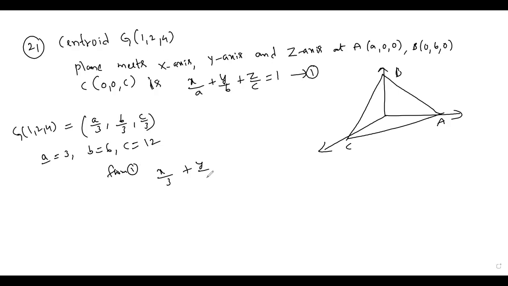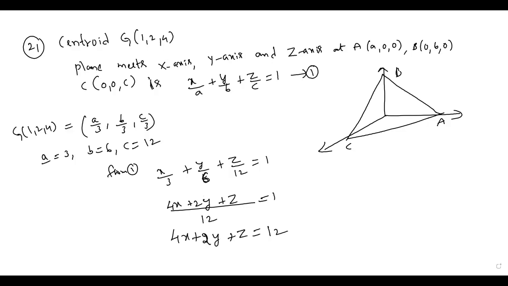Now substitute all this in equation number 1: x by 3, y by 6, z by 12 equal to 1. 12 is the LCM. Here, how many times? 4 times will multiply. And here 6 means 2 times, 2y. Here only 1 time. Finally, the equation of the plane is 4x plus 2y plus z is equal to 12. That is clearly option B, the correct one. Yes, option B is the correct one.